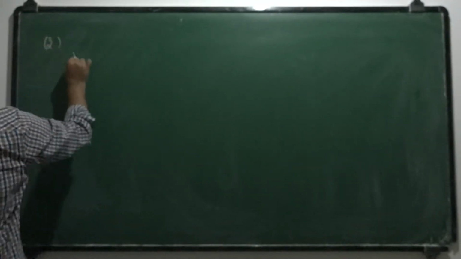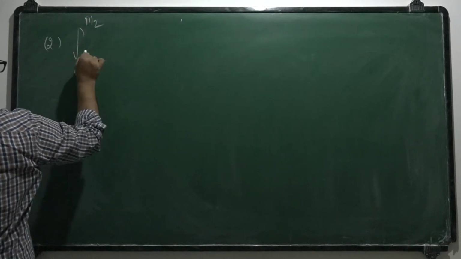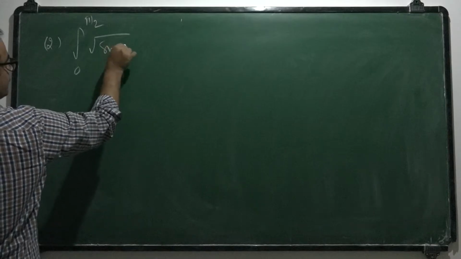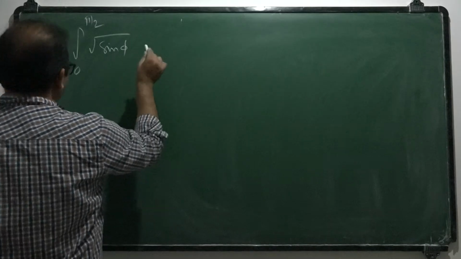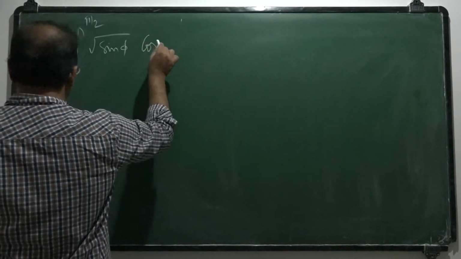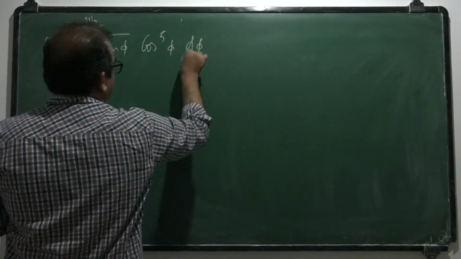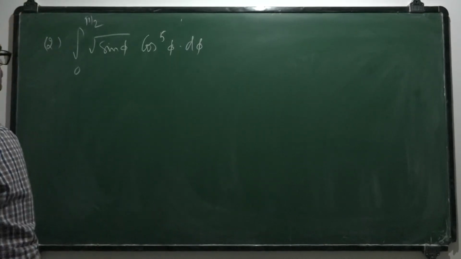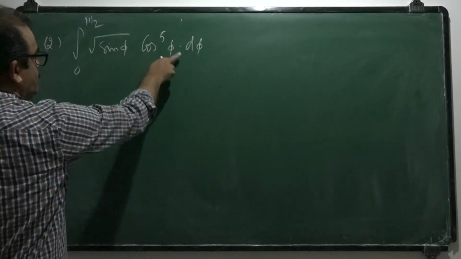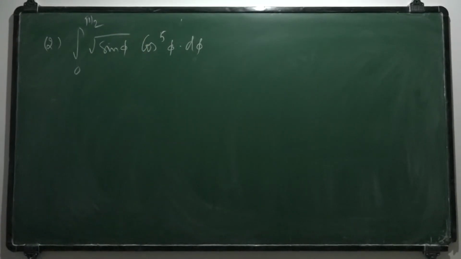Write the next one. Integral 0 to pi by 2 root of sin phi into cos power 5 phi into d phi. Here the given problem is in the variable phi. These are the limits of the variable phi.